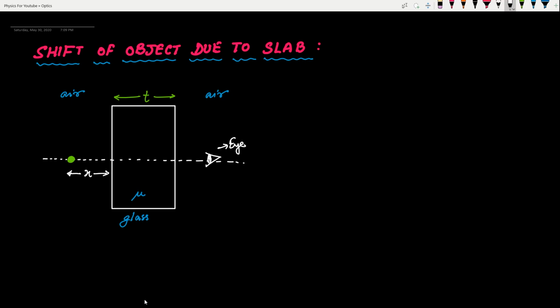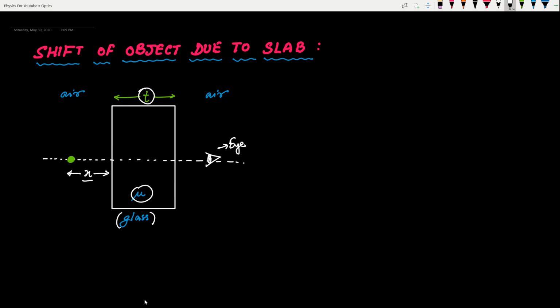Now, this is a glass having refractive index mu given, and this is air. We know the refractive index of air is 1. The thickness of the glass is given to be T, and the object is kept at a distance x from the surface of the slab. So these are the given conditions. Now let's see what happens.